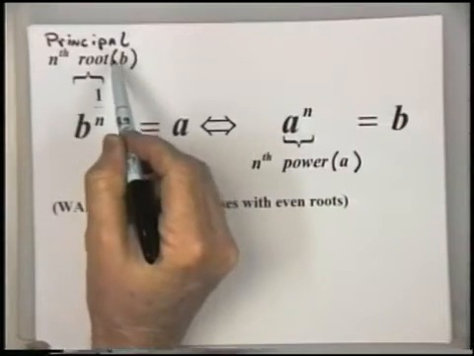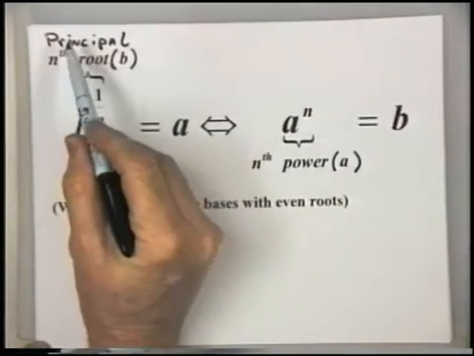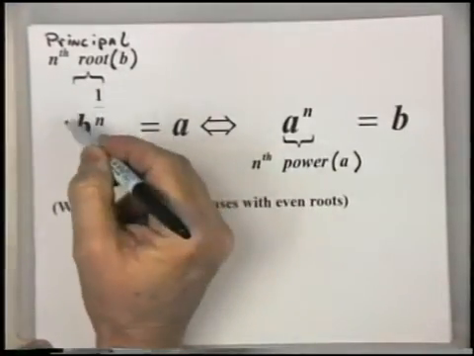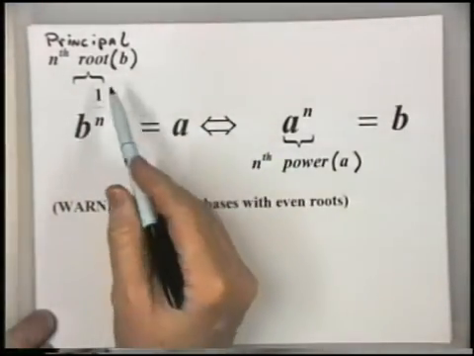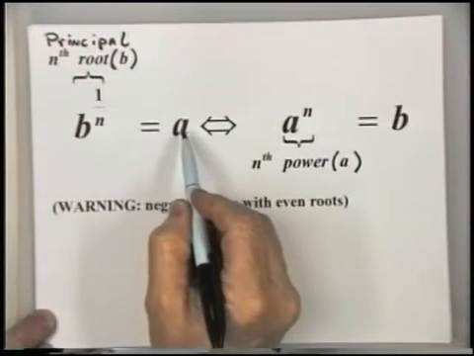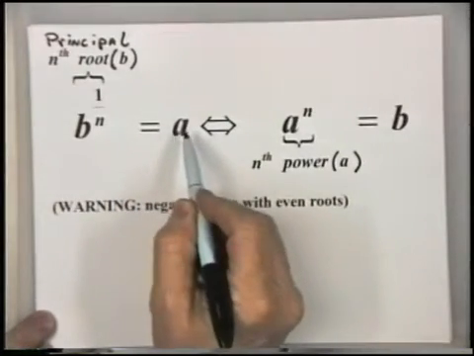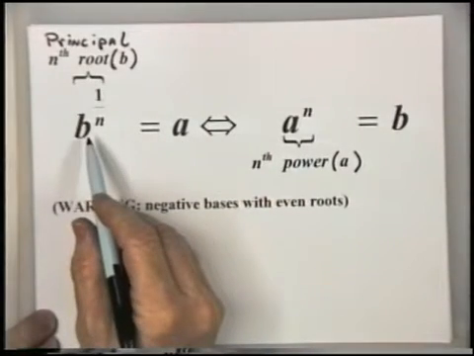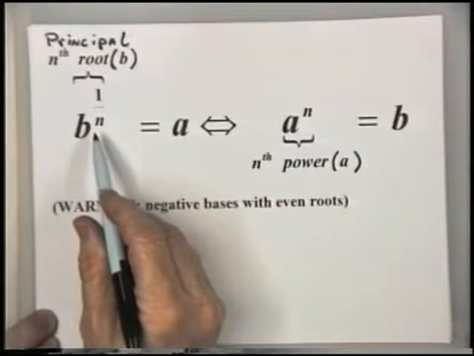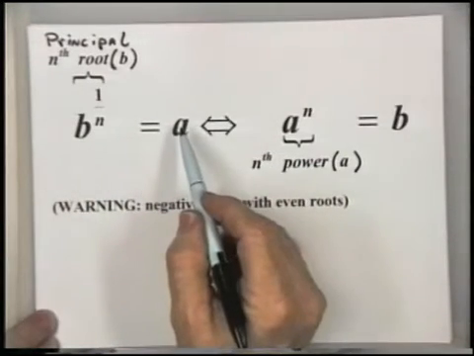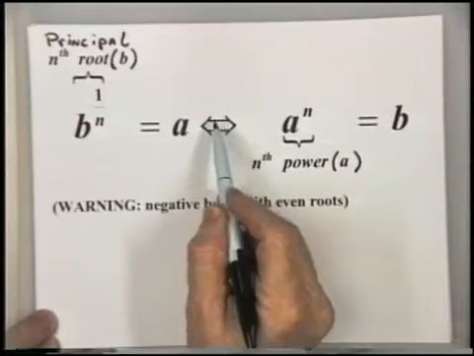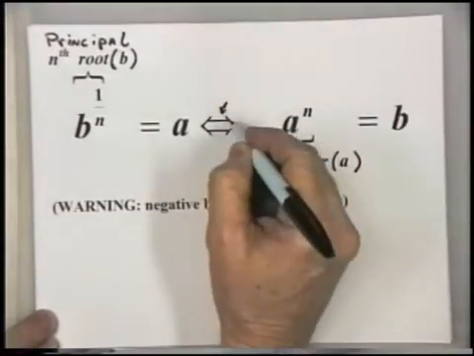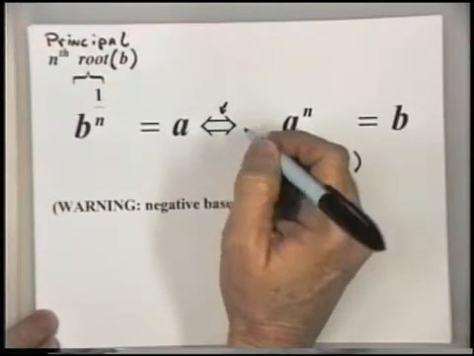The principal nth root of b. I'm using parentheses here for the word "of," so this is read, principal nth root of b. That's what this notation right here is. b to the 1 over n is equal to some number a. So I'm introducing another symbol here to represent this thing we're calling the nth root of b. And that's equivalent to, this little symbol right here you can read as "is the same as" or "is equivalent to."